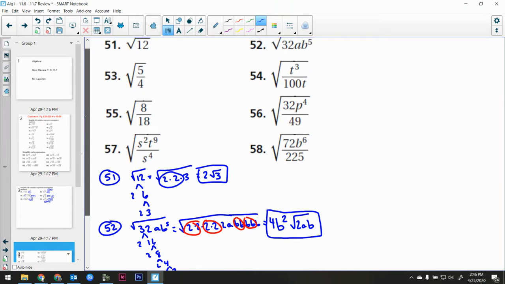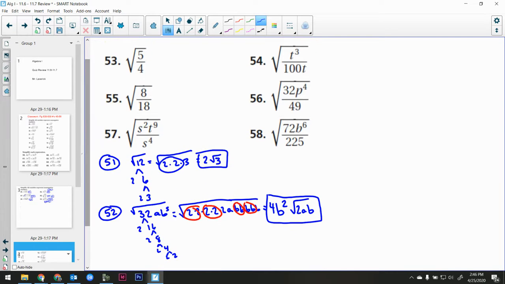Let's put 54 right here. Oh, 53. I don't know what I'm getting at. 53. Sorry. Well, honestly, I could do 53 right here. Break it up. The square root of 5 over the square root of 4. Square root of 5 does not reduce, but the square root of 4 reduces to 2.